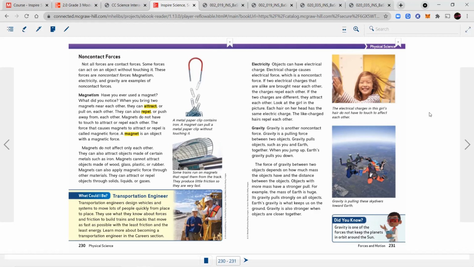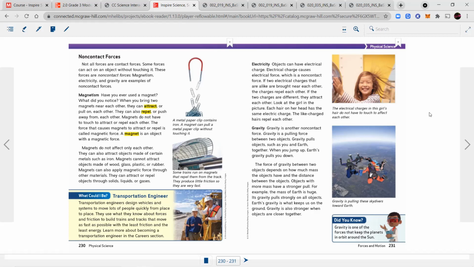The force of gravity between two objects depends on how much mass the objects have and the distance between the objects. Objects with more mass have a stronger pull. For example, the mass of the Earth is huge. Its gravity pulls strong on all objects. Earth's gravity is what keeps us on the ground. Gravity is also stronger when objects are closer together. So over here, we're talking about objects that have greater mass.